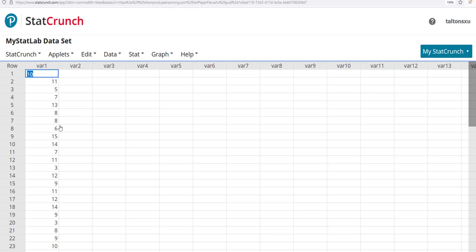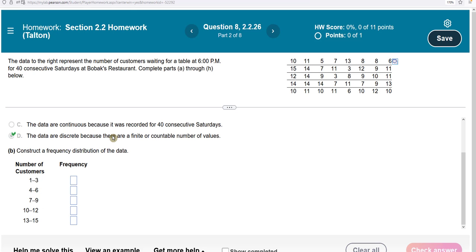Okay, so these are my data values. I'm going to go ahead and name this customers. All right, so they want you to create a frequency distribution for this data. And as you can see, they have classes. They have a class 1 to 3, a class 4 to 6, and so on. There are several ways you can do this, but I'm going to show you a shortcut way. So the first class starts with the number 1. And each class has a width of 3.